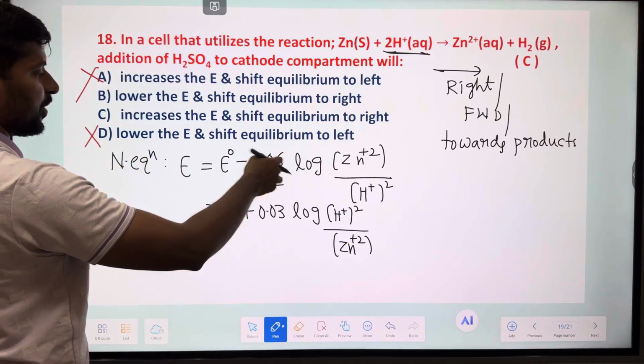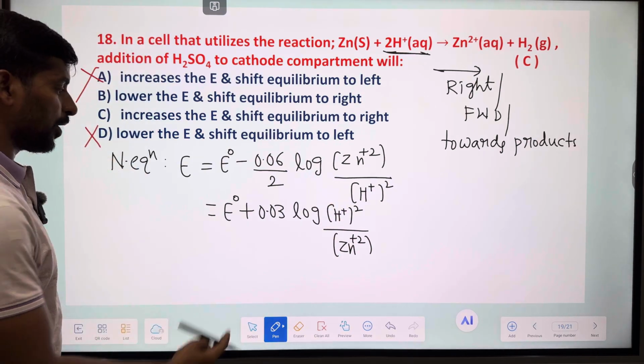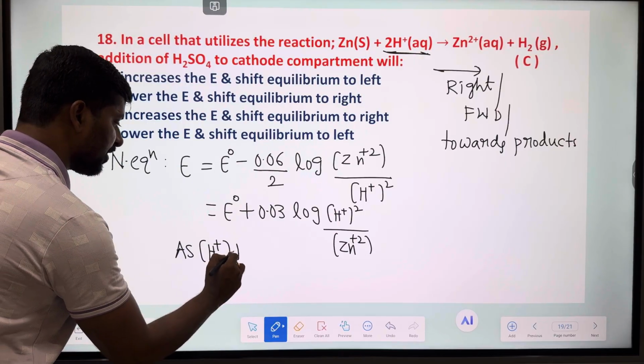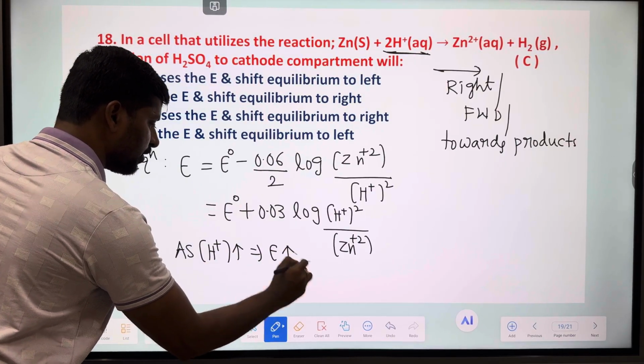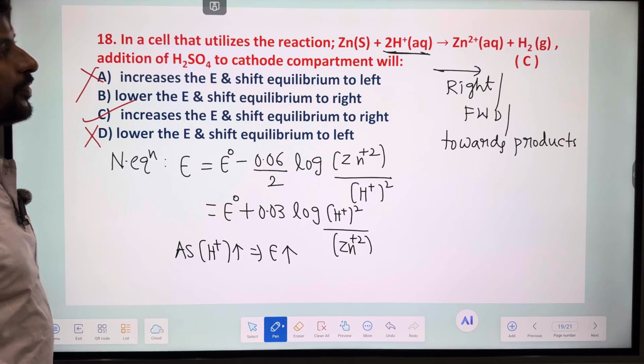If you write the reverse, the minus becomes plus. So from this, H plus is in the numerator and we have a positive sign. That means as the concentration of H plus ion increases, the cell potential also increases. One is the anode, another one is the cathode. So as the concentration of H plus ion increases, the cell potential also increases. Option C is correct.